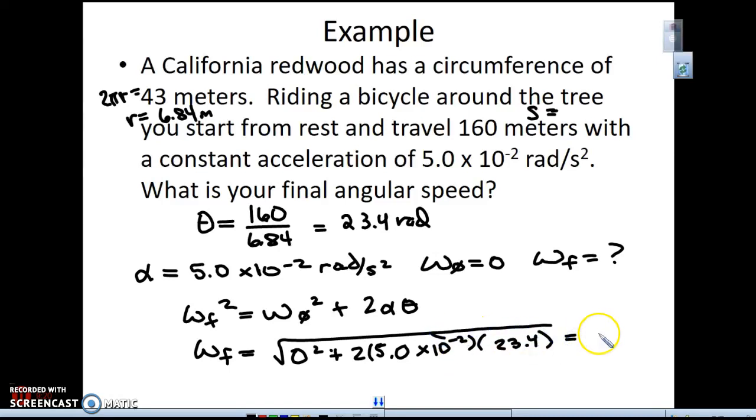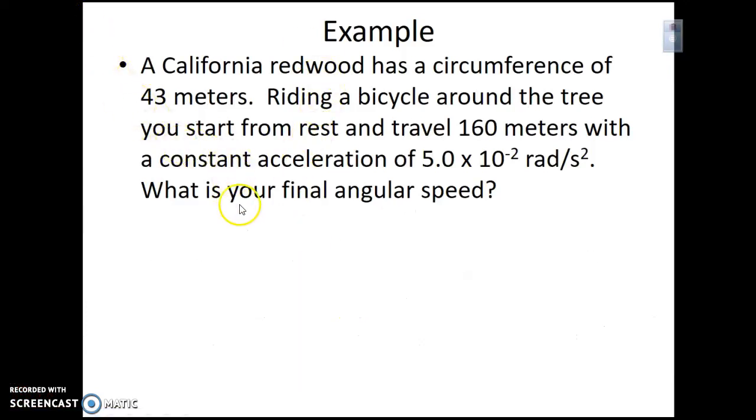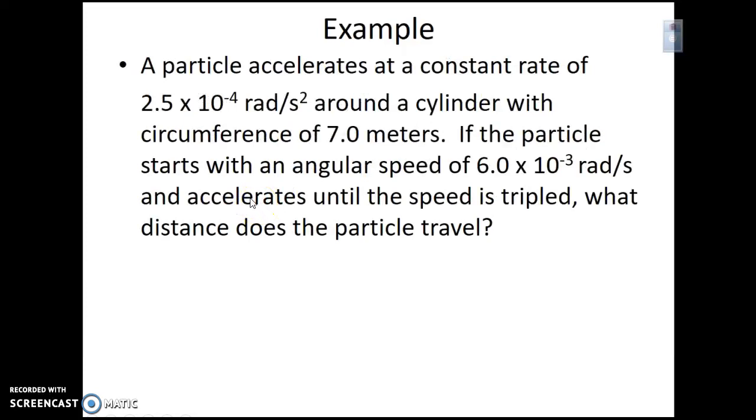And we end up with 1.53 radians per second. Okay. So we're kind of going back to same old, same old. All right. Let's just do one more before the video ends.